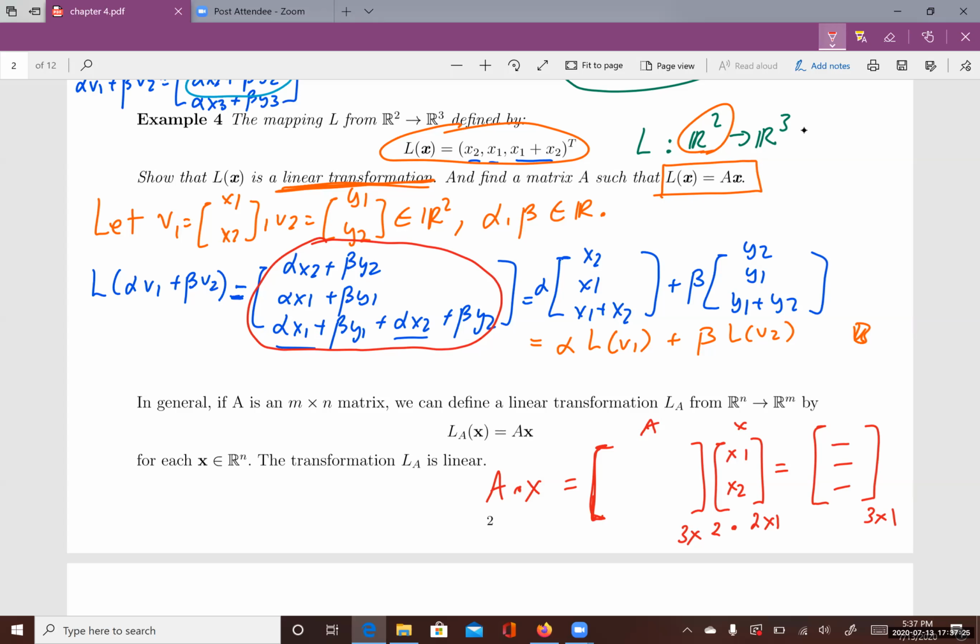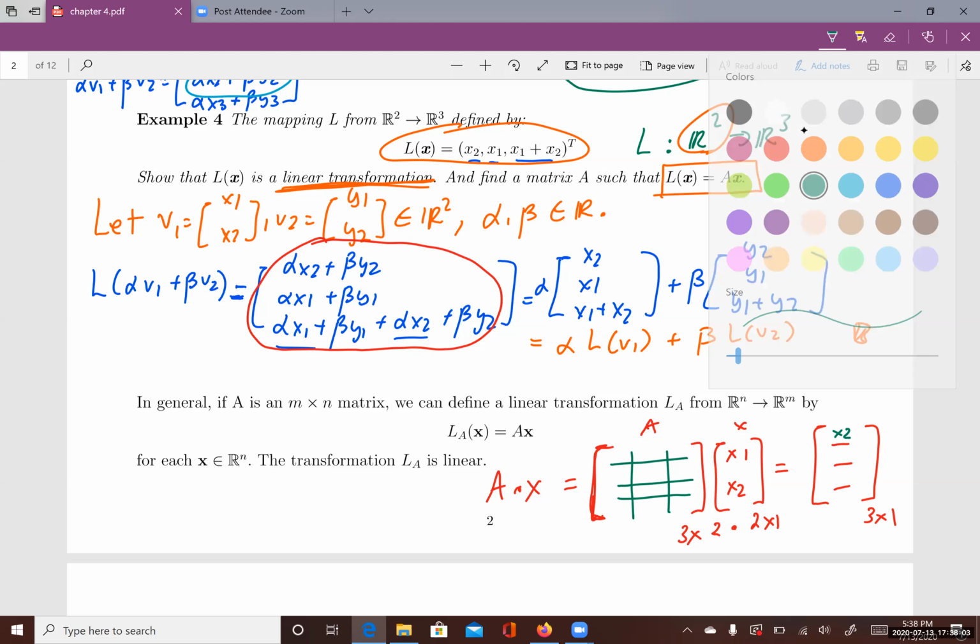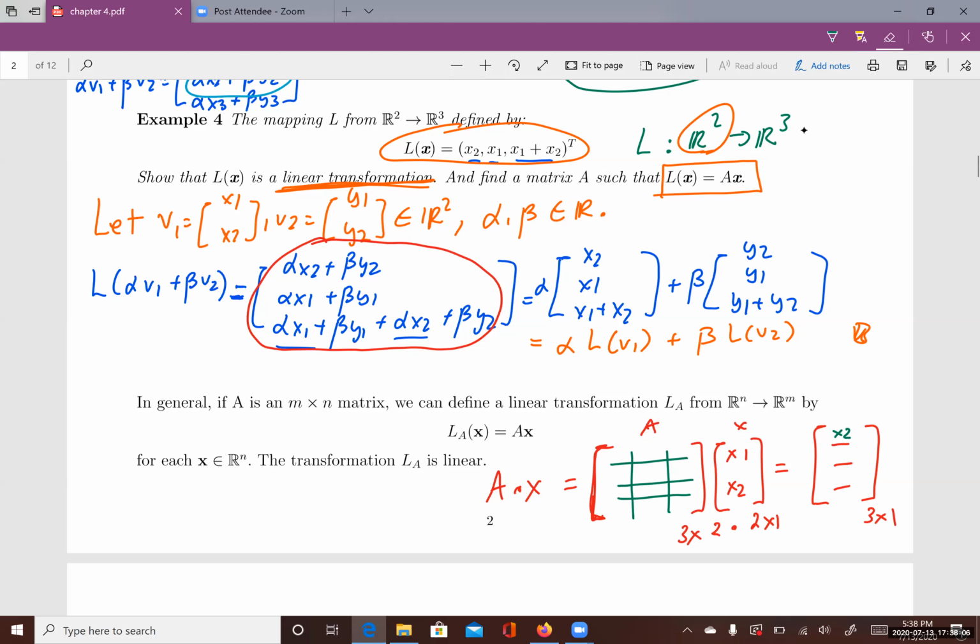What does it mean? That means you will have 3 rows and just 2 columns. That's what matrix A looks like. Okay, so then you can look at the result vector. I will have x2 here, and this is x1. So in order to take x2, remember we have 3 rows and 2 columns here, right?